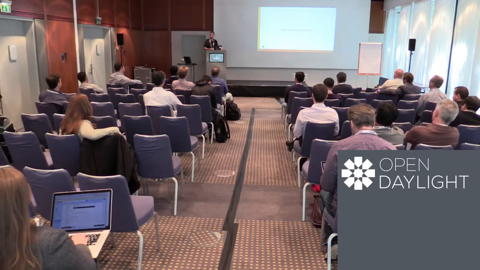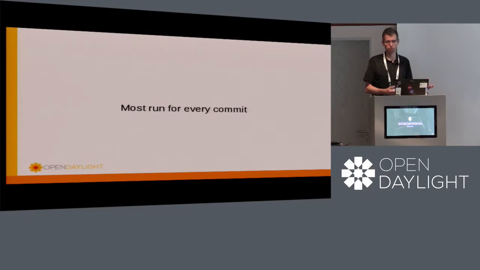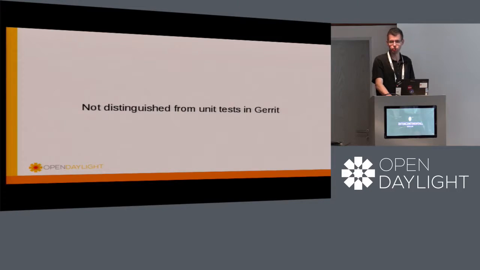Same as in unit tests, most integration tests, so all the fully automated ones, are run for every single commit, which means that you can't really have complex integration tests at this level that take a long time to run. Most of them are required to pass before merge, and they're not distinguished from unit tests in Gerrit. So they contribute to the verified +1 thing I showed you earlier, and there's no distinction. If a unit test fails or if an integration test fails, it counts the same.